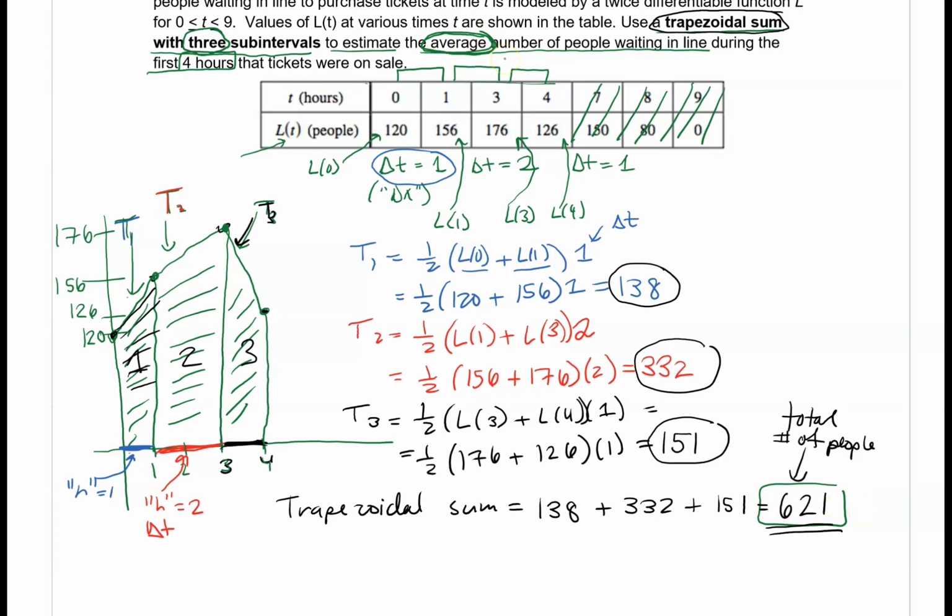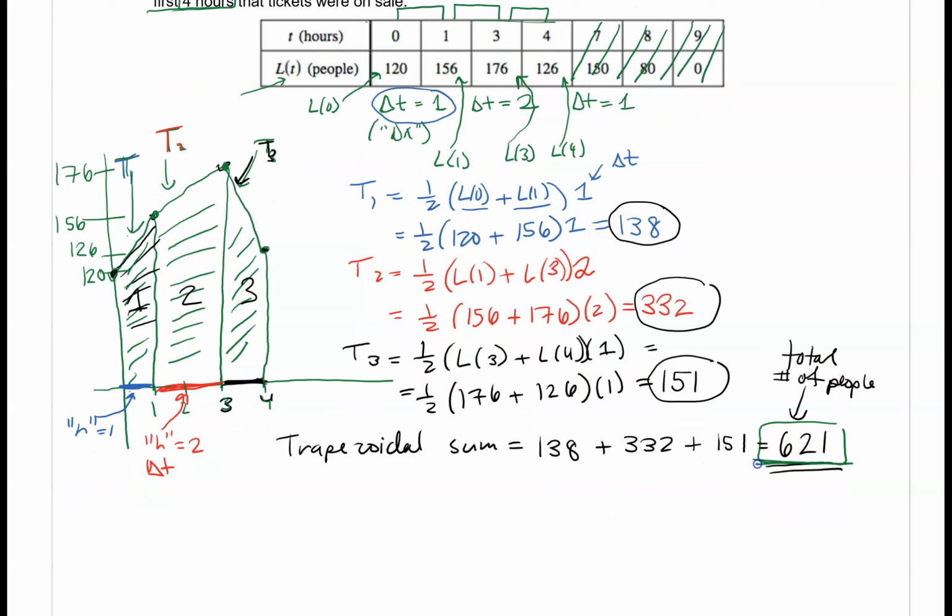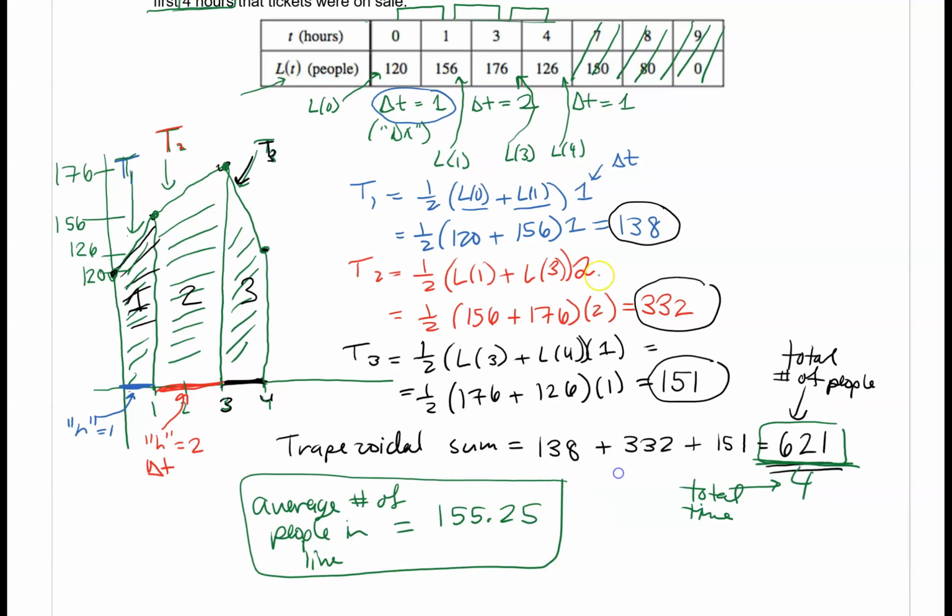What I want to find is the average number of people waiting in line in the first 4 hours. So I just have to take this and divide it by the total time. So this is total number of people, this is total time, and what that will do is give me an average number of people in line at any given hour between those hours of 0 to 4. And so my average number of people in line would be about 155.25. So there we go. We used our trapezoid rule to approximate the total number of people that had been in line ever in the first 4 hours. Then I divided that by total time, which was 4 hours, to get an average number of people in line at any given time in the first 4 hours.